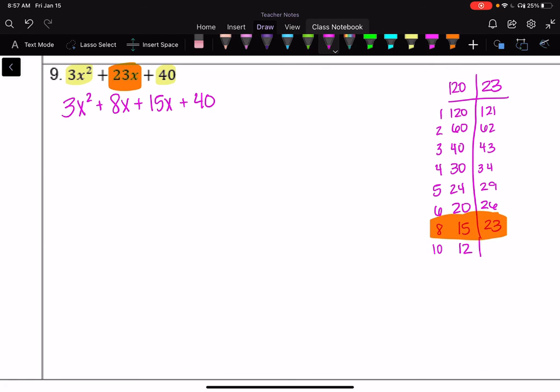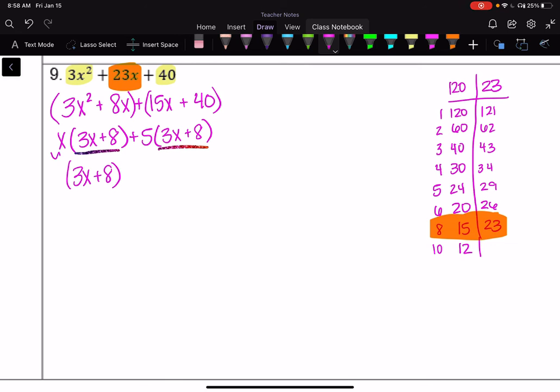So now I will group and take out a GCF. My GCF here is x. I get 3x plus 8. My GCF here is 5, and I get 3x plus 8 again. My funny GCF is 3x plus 8, and I'm left with x plus 5.